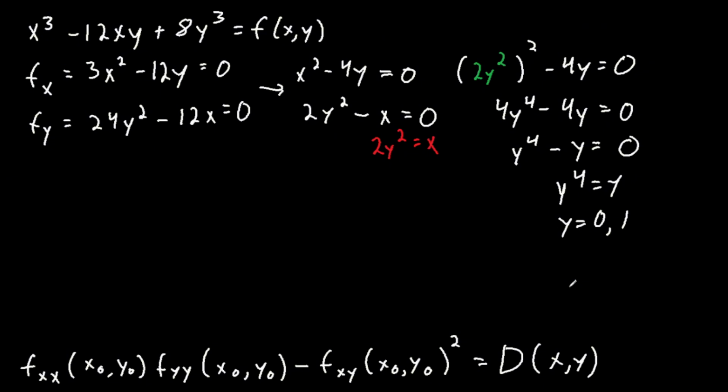So once you get these y values, 0 and 1, you need to look back at your original functions, just like how you solve a system of equations. You need to look at x squared minus 4y is equal to 0, and plug in the values of y that you solved for. So if you plug in 0 here, you get the equation x squared minus 0 is equal to 0.